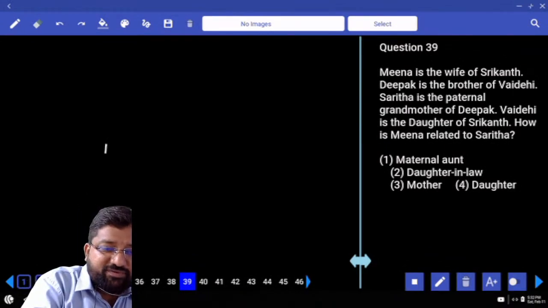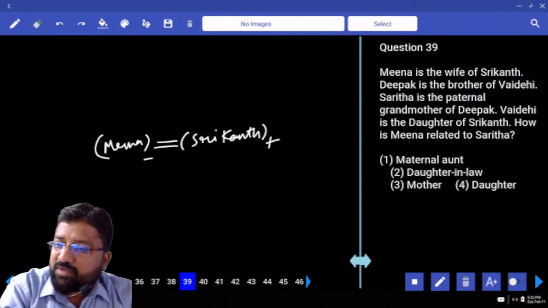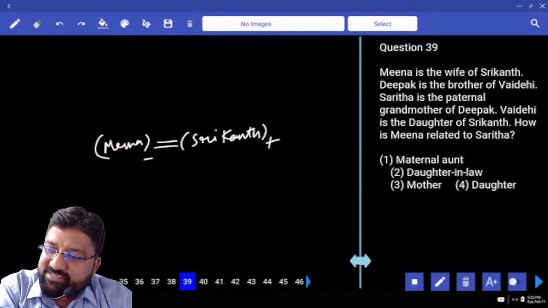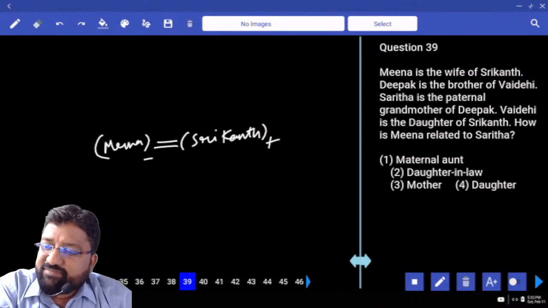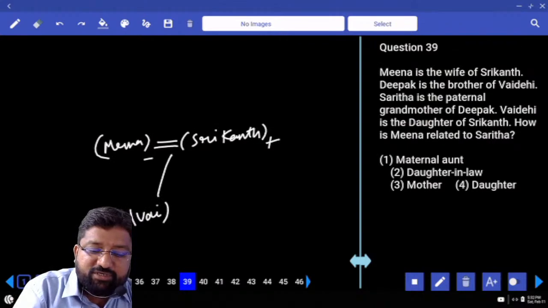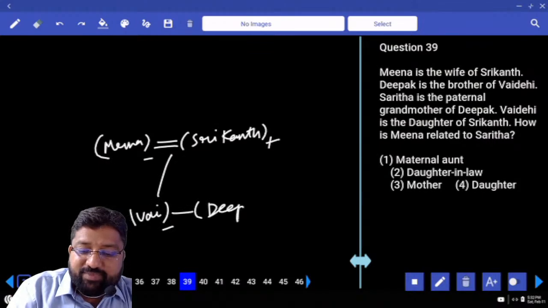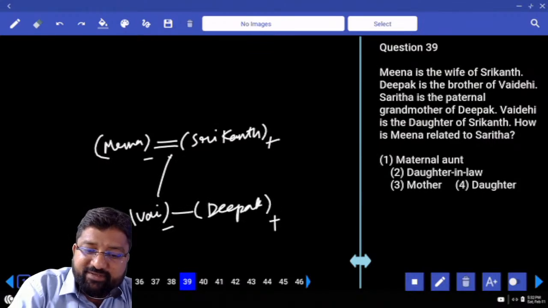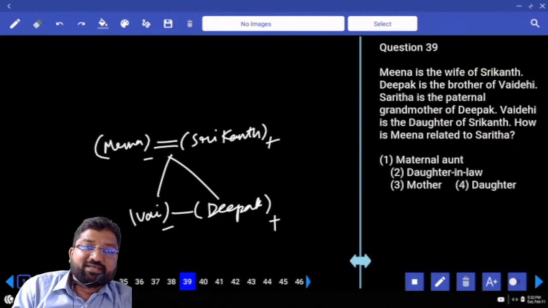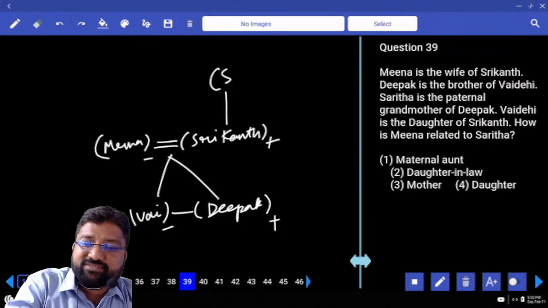He says, Meena is the wife of Srikanth. Next, Deepak is the brother of Vaidehi. Sarita is the paternal grandmother of Deepak. Vaidehi is the daughter of Srikanth. So Vaidehi is the daughter of Srikanth. Earlier, in the second line, Deepak is the brother of Vaidehi, and Sarita is the paternal grandmother. Paternal grandmother means father's mother. So Srikanth's mother, who is it? Sarita.